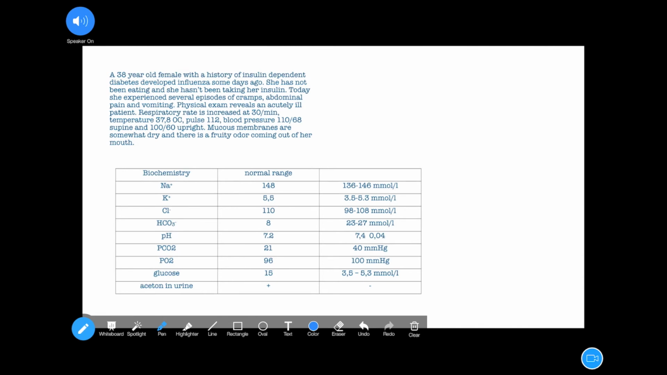Physical exam reveals an acutely ill patient. Respiratory rate is increased at 30 per minute. Temperature is 37.8. Pulse is 112. Blood pressure is 110 over 68 when supine and 100 over 60 when upright. Mucous membranes are somewhat dry, and there is a fruity odor coming out of her mouth. Again, check the values, check the patient's history, and try to tell me what this is.